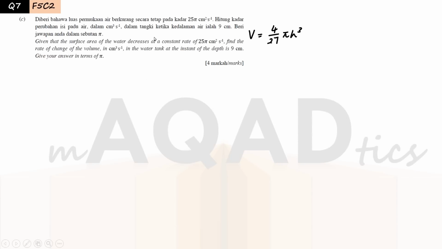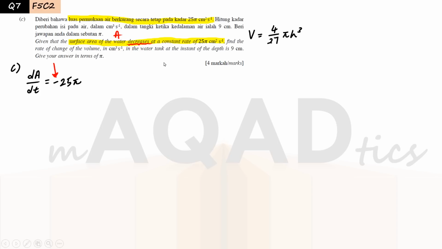And for part C, we are given that the surface area of the water decreases at this rate. So the surface of the water, let us assume that it is A. If you want to describe the rate of change of something, in differentiation, we put dt at the bottom. So the rate of change of A would be dA over dt. And here it says decreases, so we need to put the negative in front.